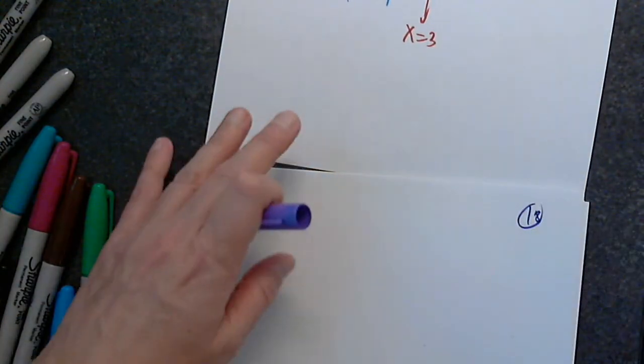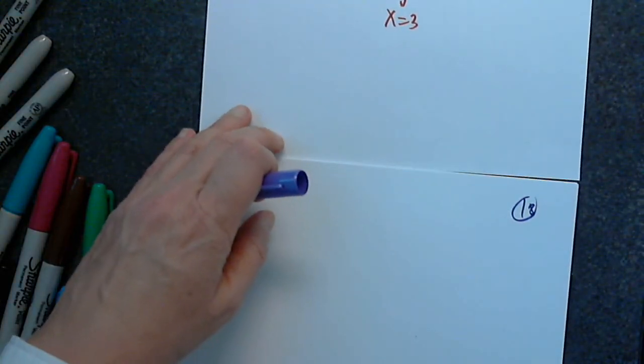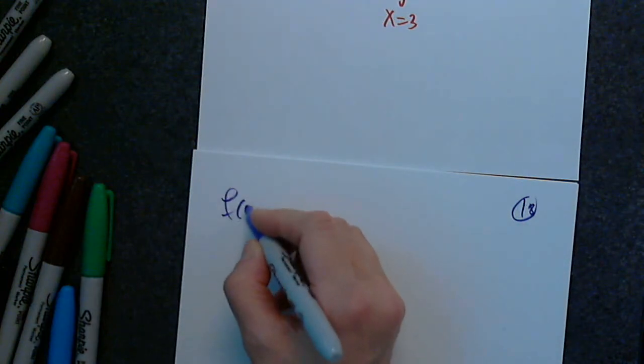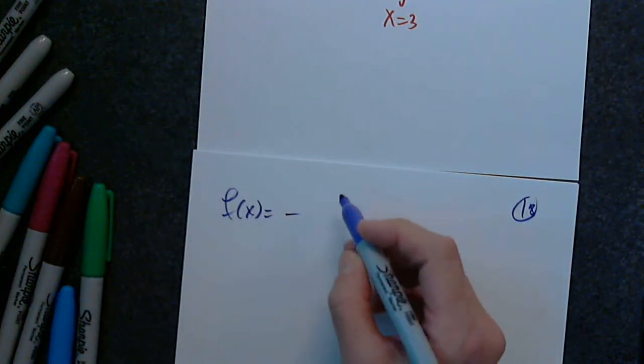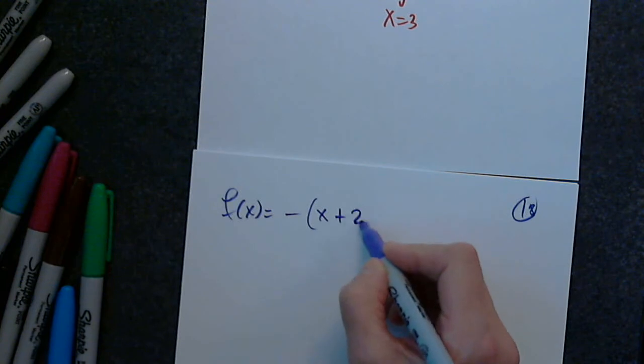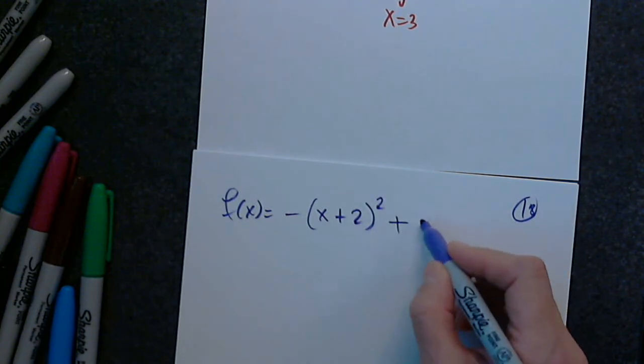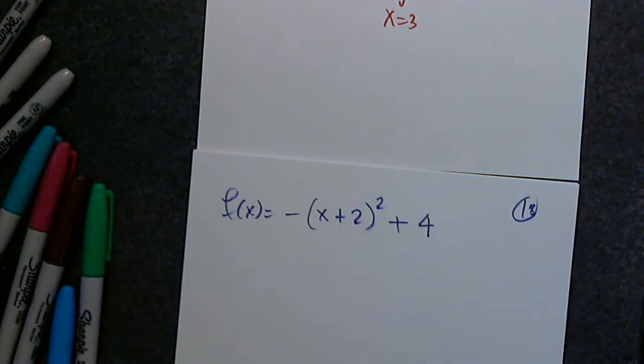This should be easier than what we've just seen. So let's take a look. Let's say f of x equals negative x plus 2 squared plus 4. Thinking about transformations, x squared is the base function. Where do we shift this graph? Do we shift it to the left 2 or to the right 2?